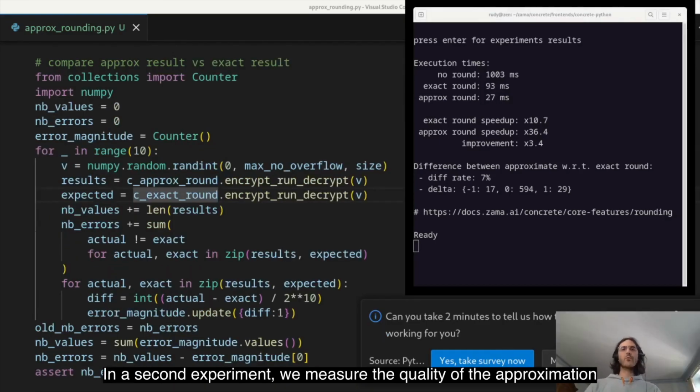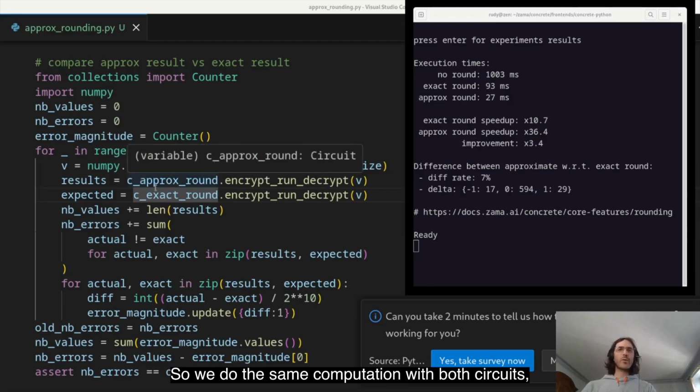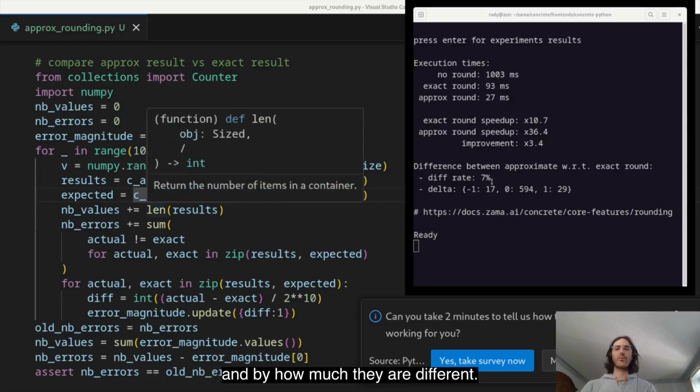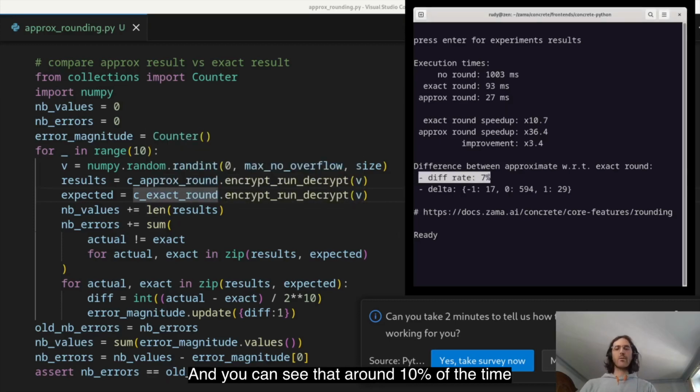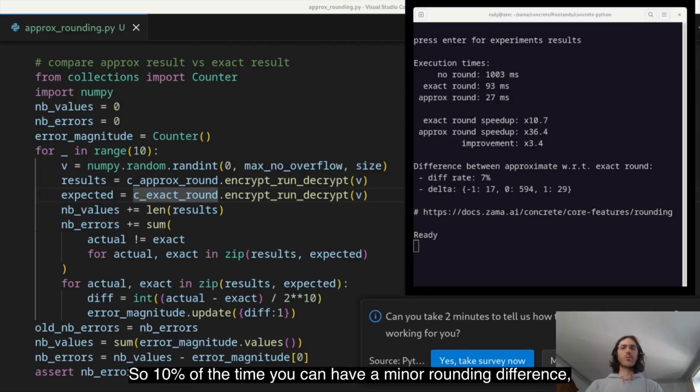In the second experiment, we measure the quality of the approximation by comparing approximate rounding with the exact rounding. So we do the same computation with both circuits and we count the number of times the results are different and by how much they are different. And you can see that around 10% of the time the result could differ, but when they differ, they are limited to off by 1 errors. So it means we use either the cell just higher or just lower than the one used by exact rounding. So 10% of the time you can have a minor rounding difference.